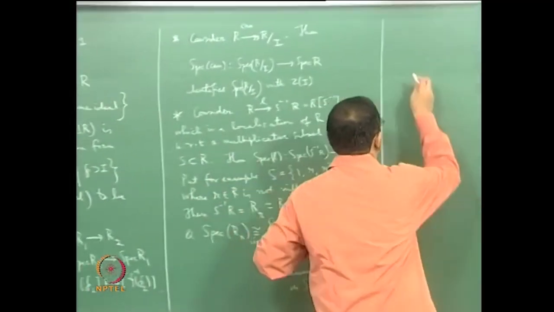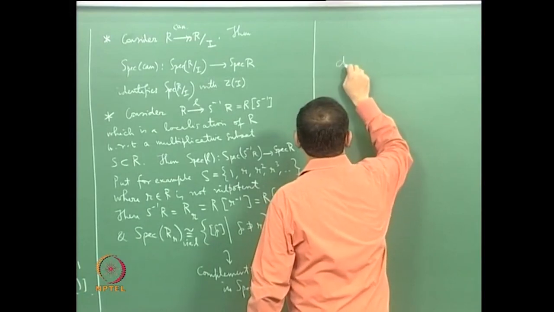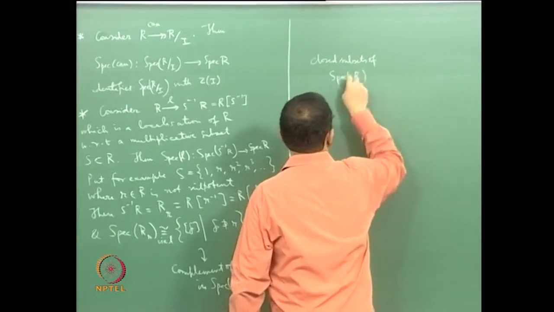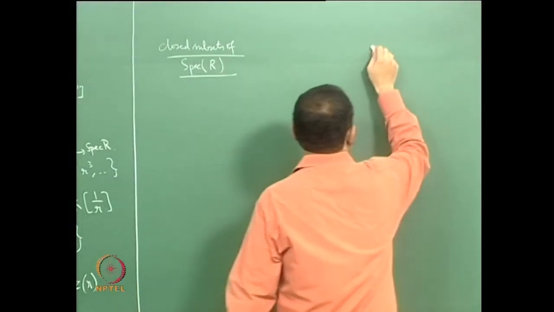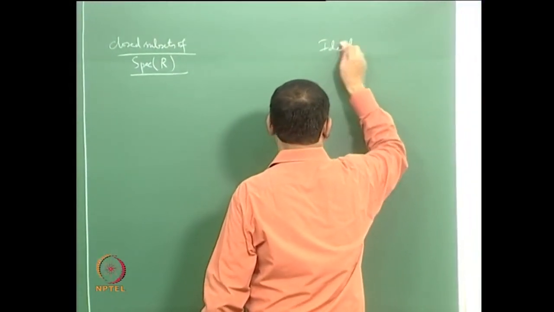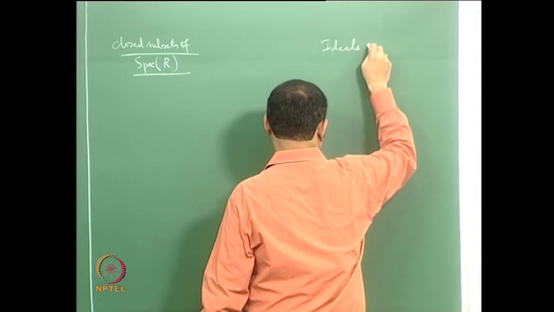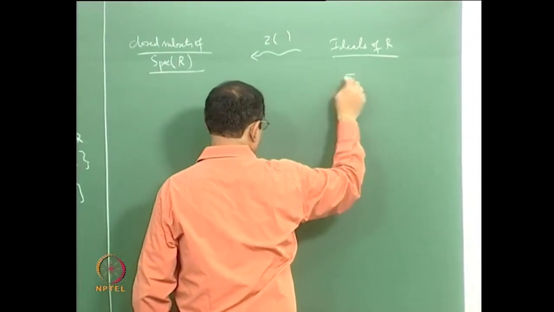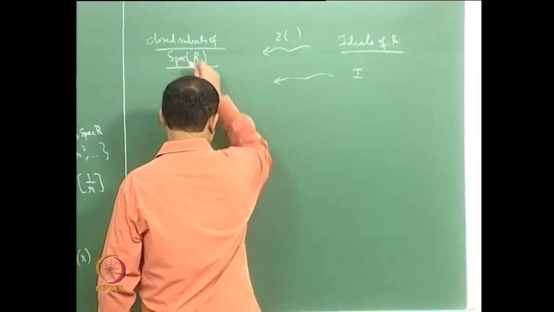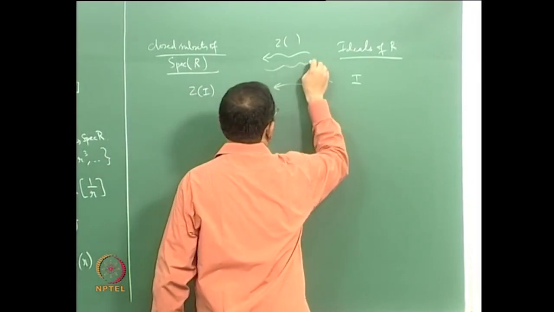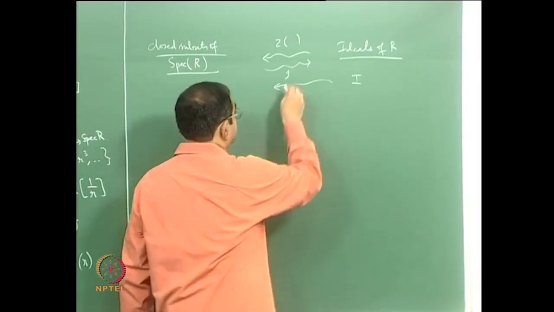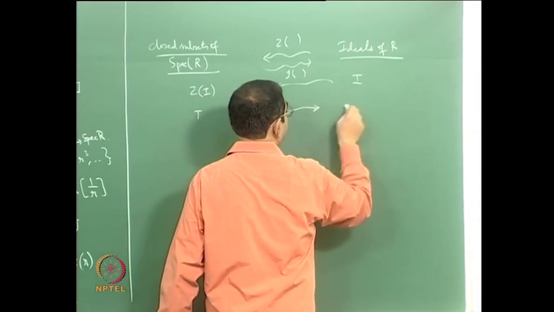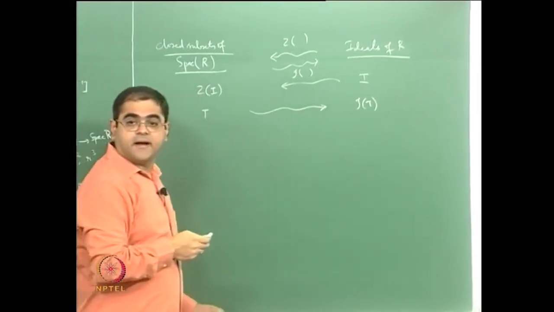So what you can do is put on this side closed subsets of spec R, and on that side you can put ideals of R. So again there is a Z map like this which takes any ideal I to Z of I, which is a closed subset in spec R, and then there is a map like this, script I, which takes any subset T to I of T, okay. And what is I of T?